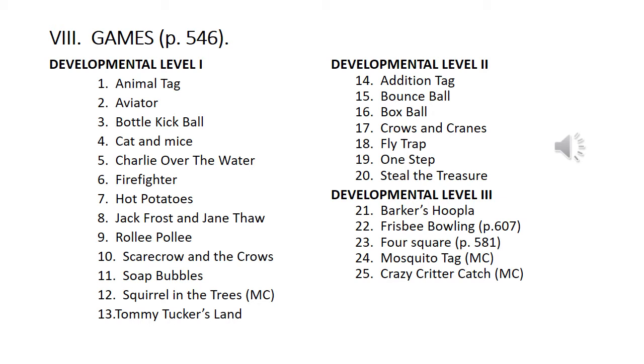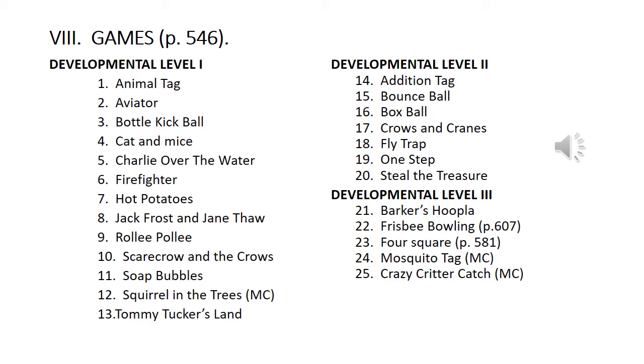Oh, turn the page several times. Let's see, where's One Step? One Step is actually on page 569. I really like the game One Step. You can modify that to use all different types of supplies. They talk about ball or beanbag for each pair of children. This is a fun game to play with scoops and balls as well. So you can modify the activity to a different type of supply.